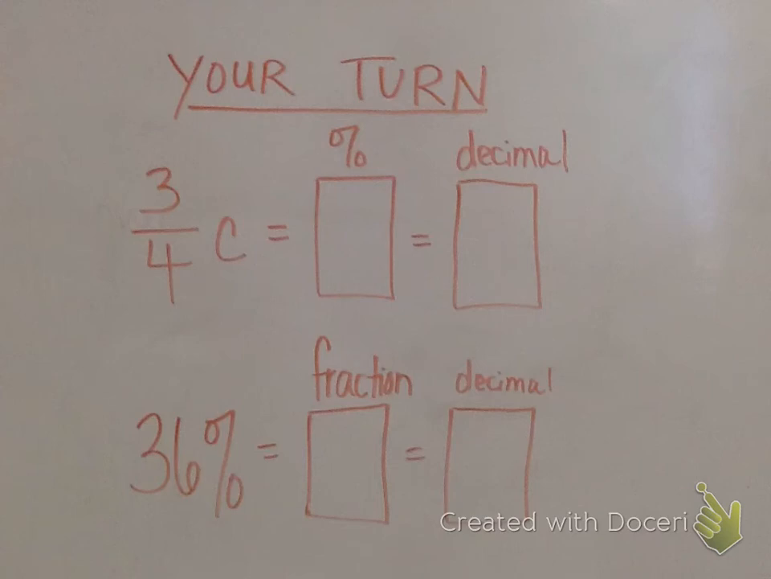So now that you know, it's your turn. Let's take 3/4 of a cup, turn it into an equivalent percent, and turn it into an equivalent decimal. Then let's take 36%, turn it into an equivalent fraction and into an equivalent decimal. Please pause the video now, and then I will come back and show you just how to do it and how well you did.